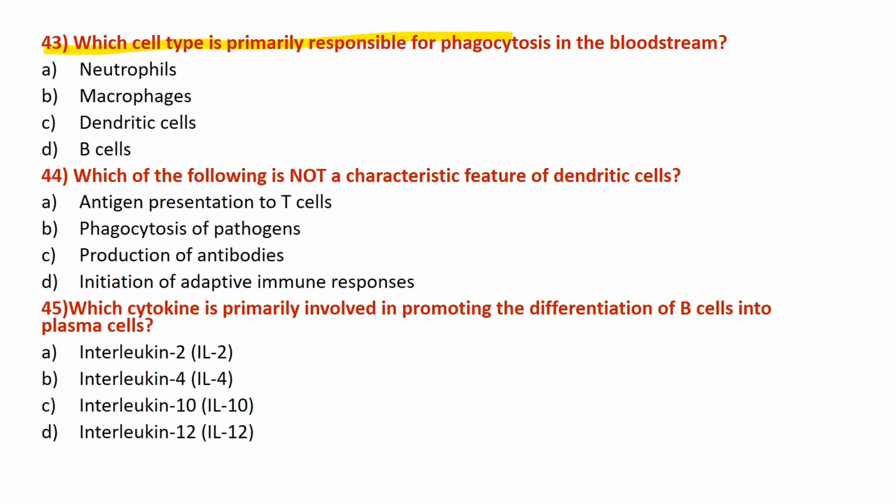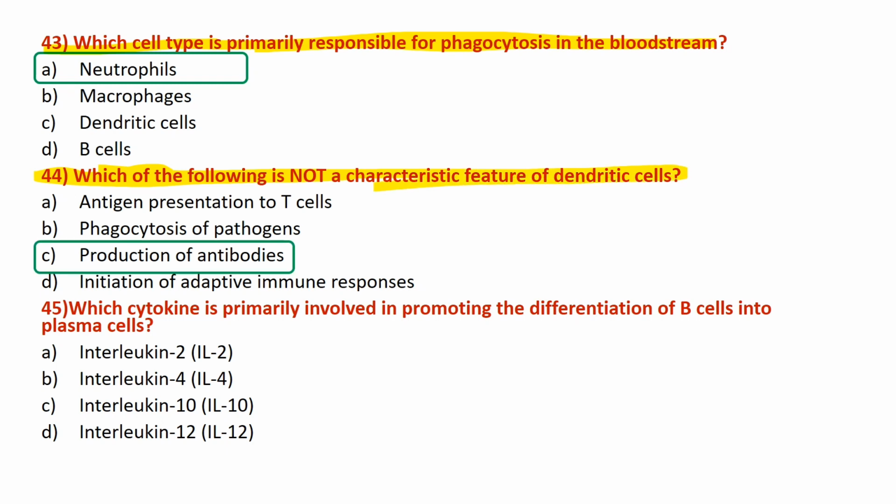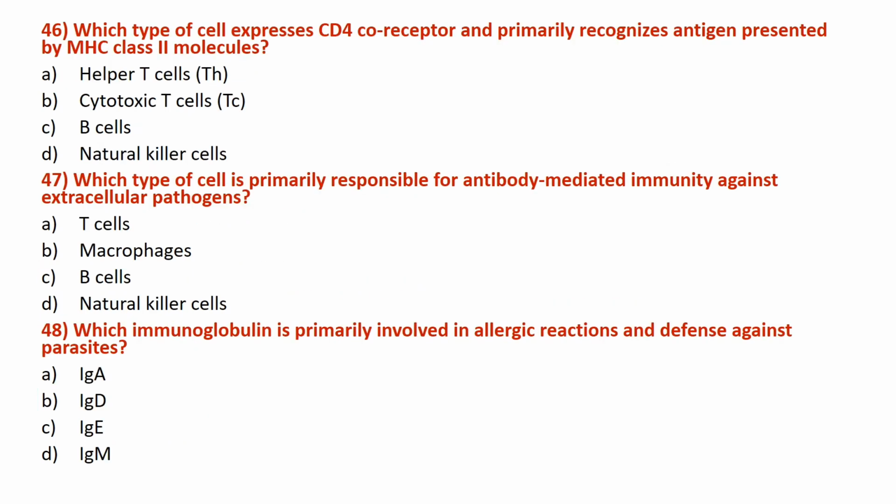Which cell type is primarily responsible for phagocytosis in the bloodstream? And the right answer is neutrophils. Which of the following is not a characteristic feature of dendritic cells? And the right answer is production of antibodies is not the characteristic feature of dendritic cells. Which cytokine is primarily involved in promoting the differentiation of B cells into plasma cells? And the right answer is IL-4, interleukin 4 is responsible for promoting the differentiation of B cells into plasma cells.